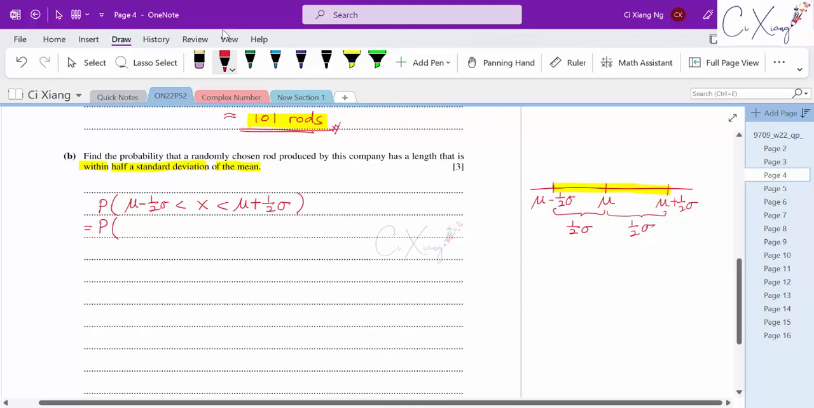X is still normally distributed, therefore I have to standardize it to become z. To standardize it to become z, I need to take the original value of x minus the mean. So the red one is the original value for x. I need to minus the mean, which is the process of standardization, divided by the standard deviation. Same thing happens for the upper limit. So I have mu plus half sigma minus the mean, divided by the standard deviation.